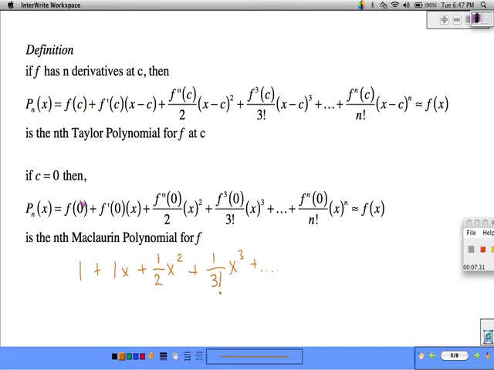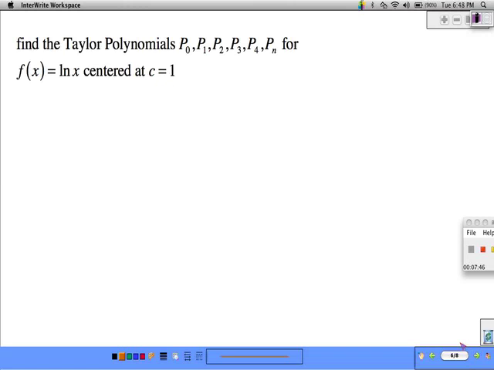Note the similarities here. All I'm doing is putting zeros in for all of these values of c in the generic Taylor polynomial. So I want to find p sub 0 through p sub 4 and finally p sub n for f of x equals the natural log of x centered at 1.